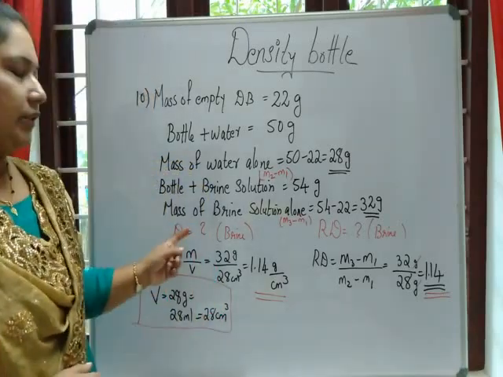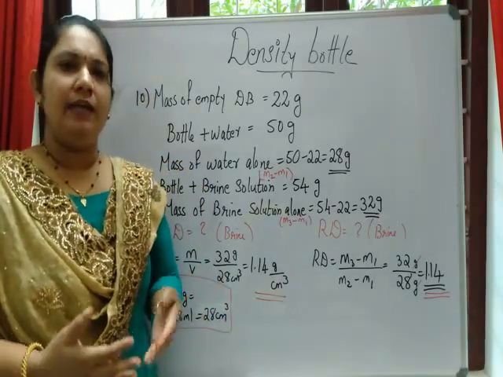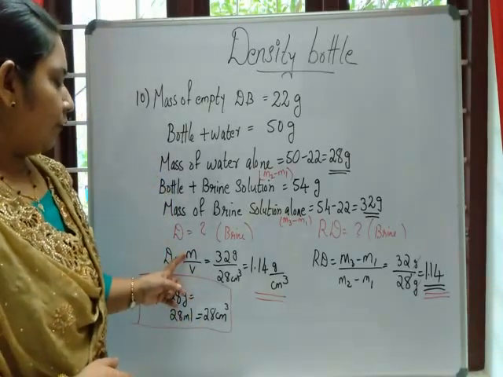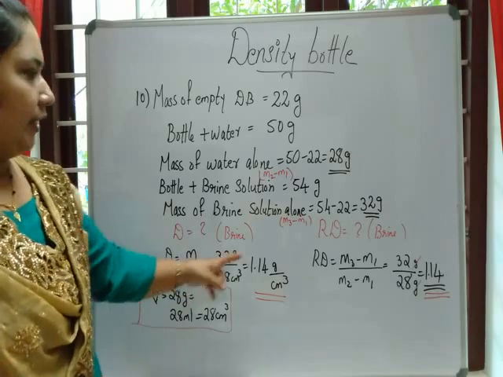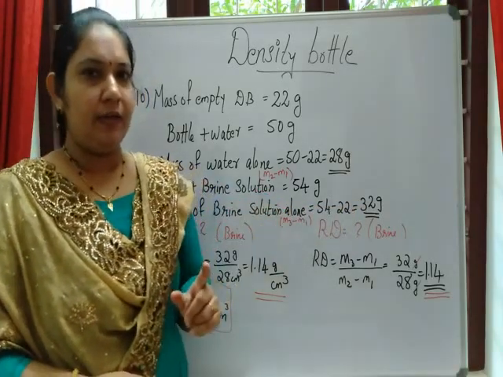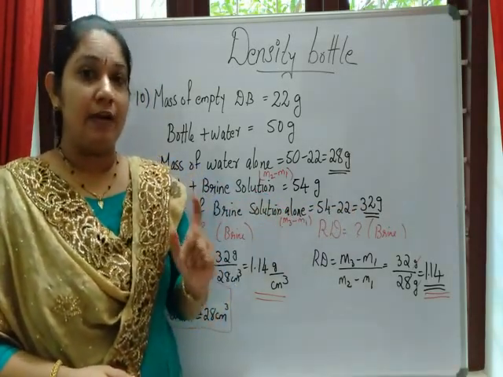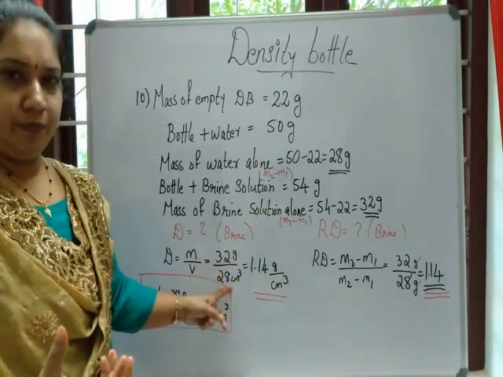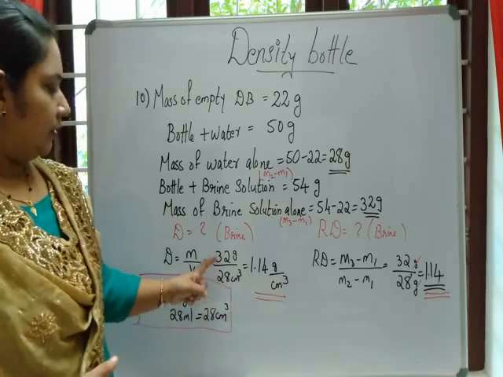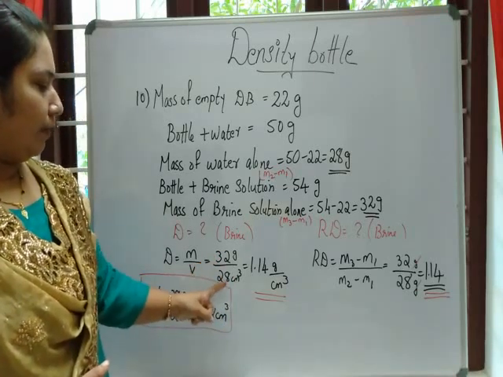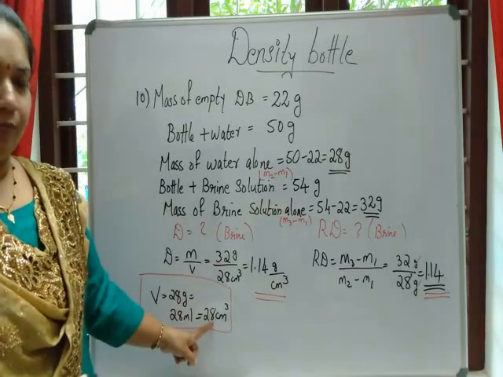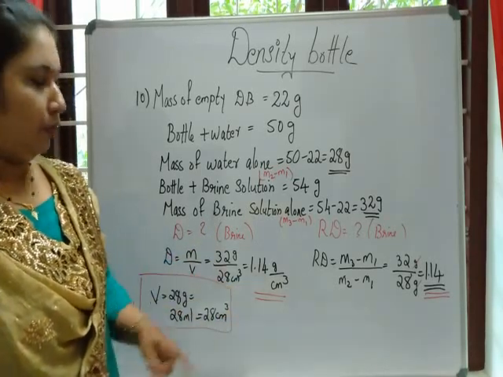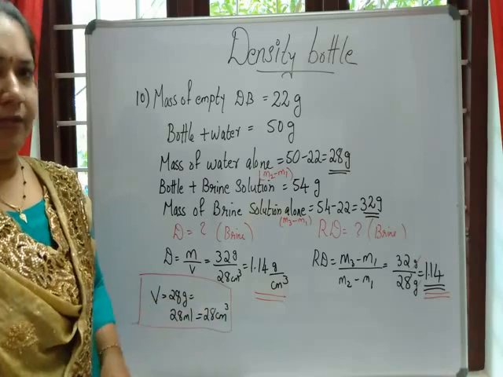For finding density, we can use our normal formula. Density is mass by volume. The mass of the Barian solution, we got it as 32. We are calculating the density of the Barian solution, so the mass of the Barian solution by the volume of the container. So 32 gram by 28 centimeter cube. 32 divided by 28, we will get 1.14 gram per centimeter cube.